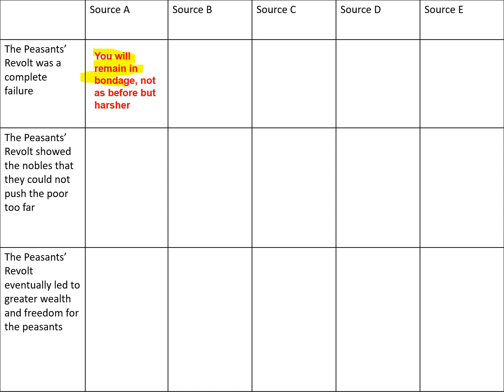You can clearly see that that's showing that the Peasants Revolt is a complete failure, because Richard is planning to be much meaner to peasants than before. I haven't done the justification on the end fully, but you can do that aspect.